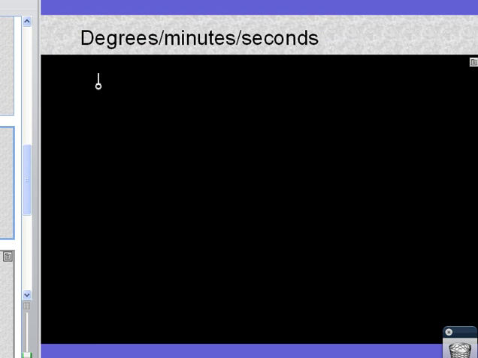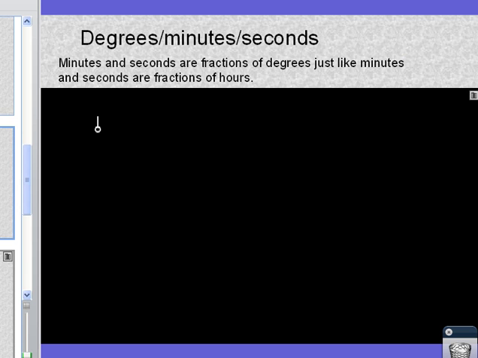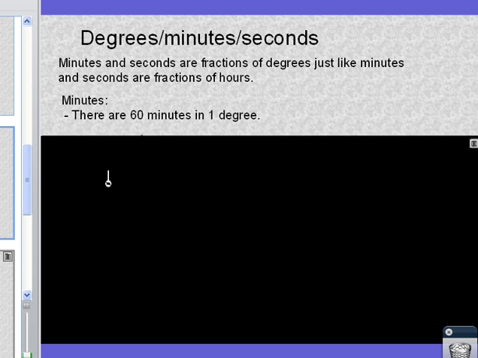And specifically degrees. Degrees have subunits called minutes and seconds. Just like minutes and seconds are fractions of hours, minutes and seconds are fractions of degrees as well, and they have basically the same definitions. So 1 minute is 1/60th of an hour, and 1 second is 1/60th of a minute. It's exactly the same with these degrees and minutes.